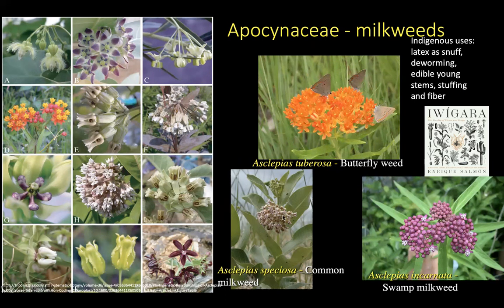The most common one, especially like the one we have by the building, is Asclepias speciosa. The bright orange one, butterfly weed, is Asclepias tuberosa. And there are some wetland specialists, all kinds of different things. They are not in the alpine. They're more plains and lower elevation.